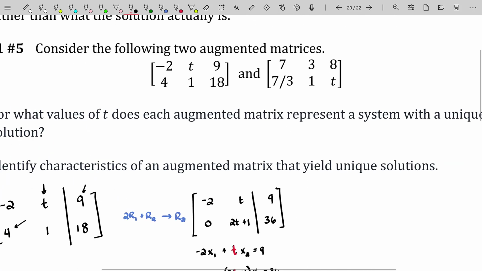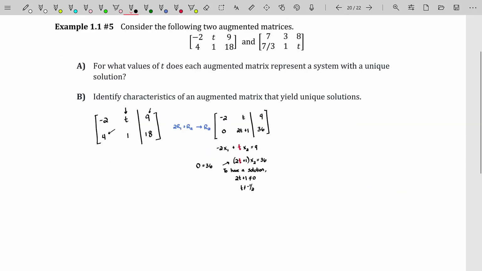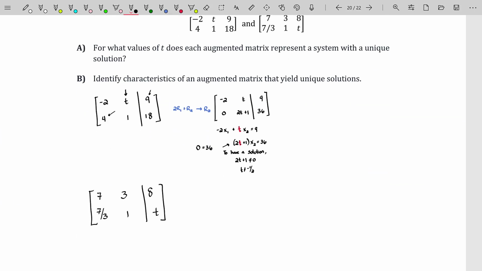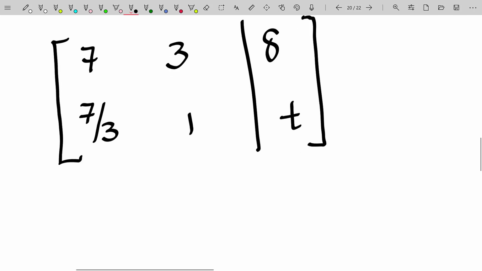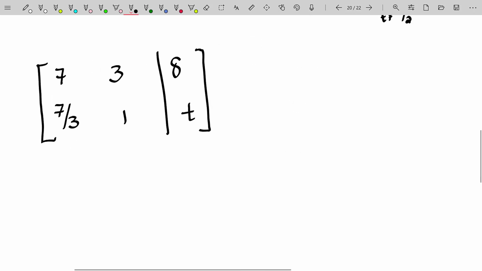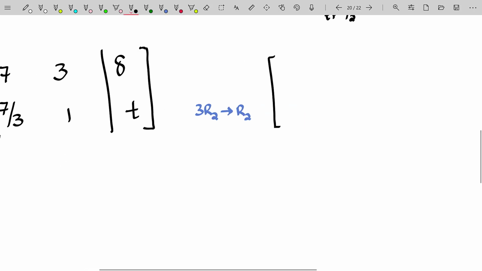Got that. Well, what about that second equation? Or I shouldn't say equation, I should say this second augmented matrix. What value of t or values of t will guarantee that we get a single solution to the underlying linear system? Well, again, I'm going to do a little bit of magic down here. And the first thing I'm going to do, just because I want to, is multiply row 2 by 3. I really dislike fractions, so it's just a habit I have. You don't have to do that, but I'm going to do it. It's a simple elementary row operation.